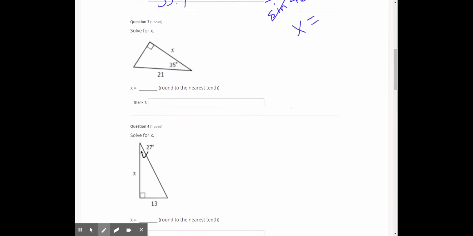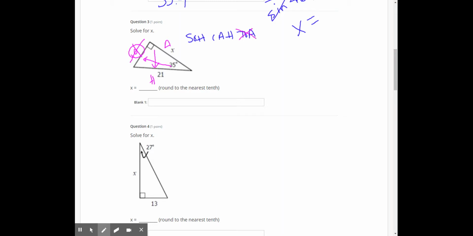So for number 3, we're given a side, we want a side, and we have an angle. So again, this is going to be SOH CAH TOA, and we need to figure out what we have and what we want. So we've got the opposite, we've got the hypotenuse, and we've got the adjacent. There's no information over here on the opposite side, so we can't use it. So we have the hypotenuse.